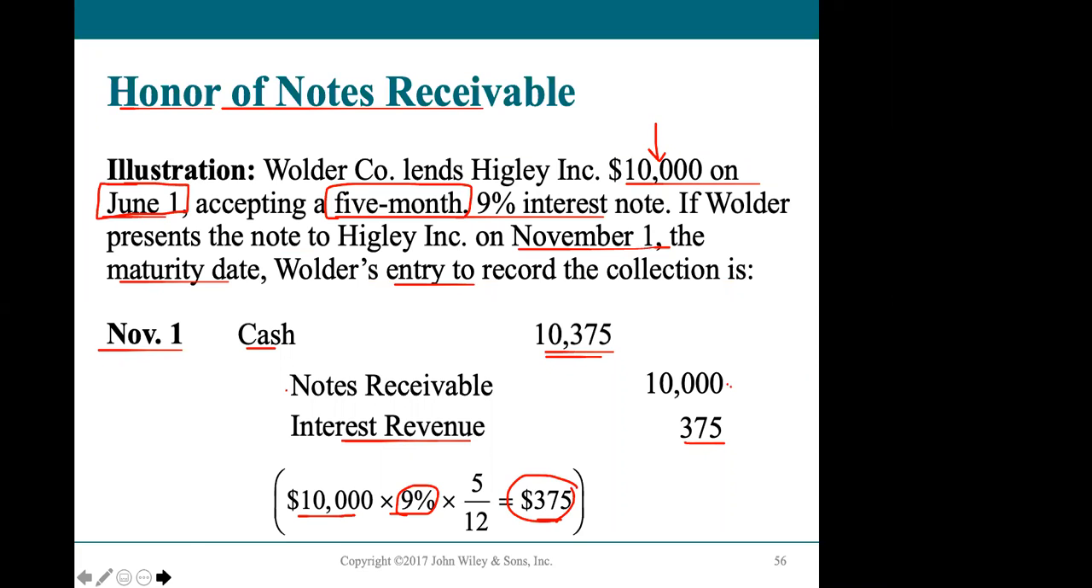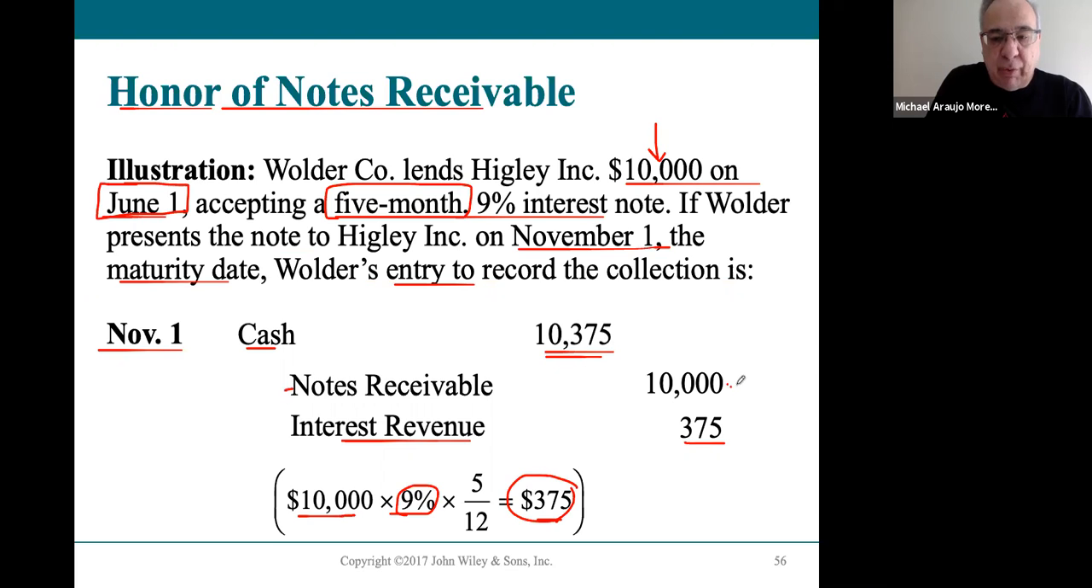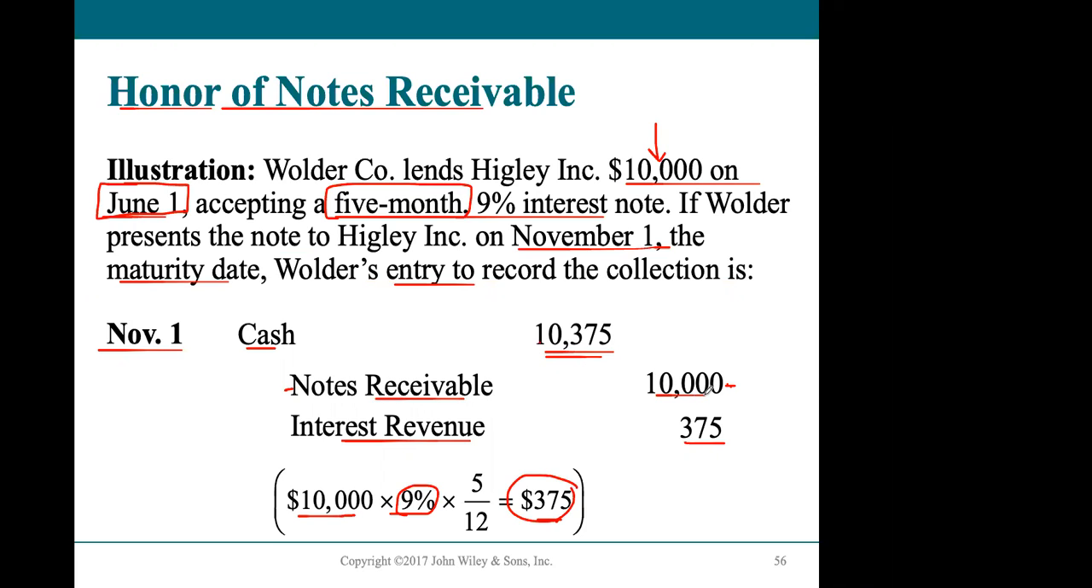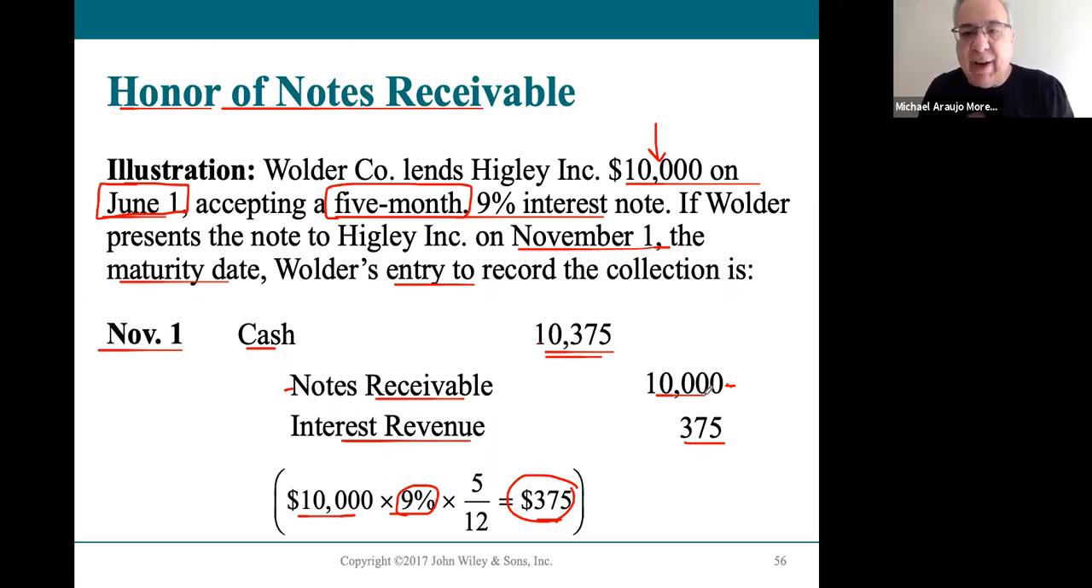Is the 10,000 just a repossession of the money? The 10,000 is the loan that's being paid. So you were waiting to receive the 10,000, you got the 10,000. That's why you're crediting the account, because you're taking it off the books. You're no longer waiting to receive it. You've received it. Okay.